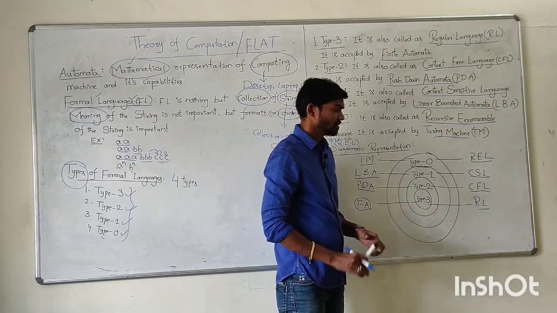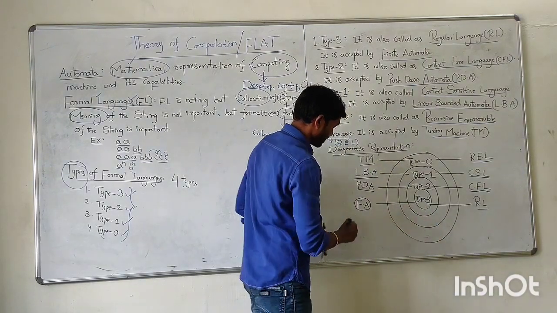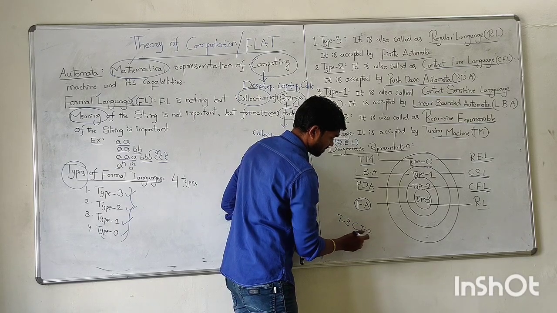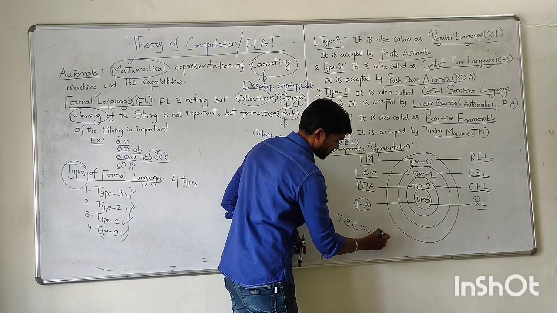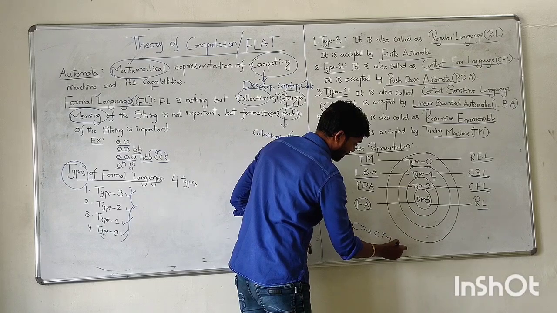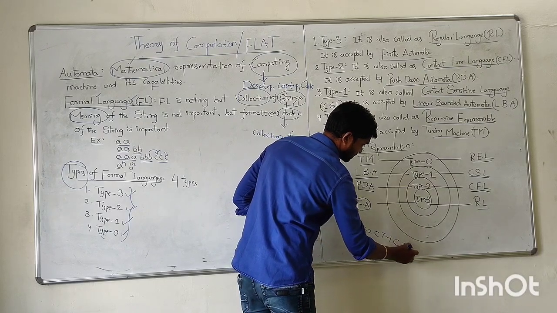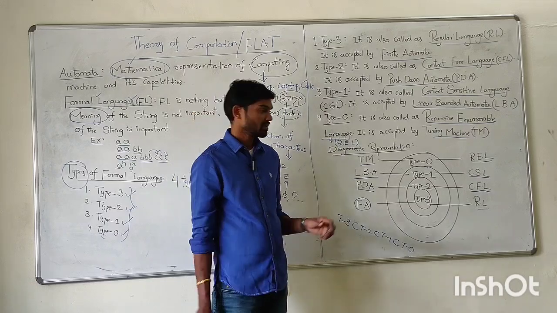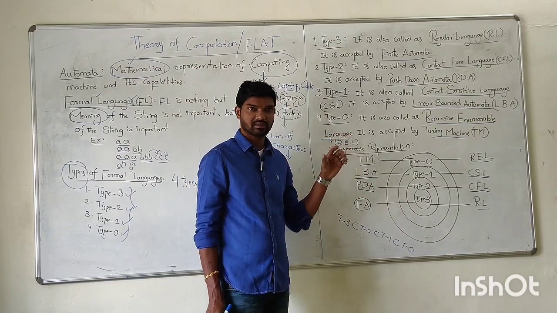Turing machine. So the concept is clear: type 3 language is a subset of type 2, type 2 language is a subset of type 1 language, and type 1 language is a subset of type 0 language. So this is the concept regarding formal languages.